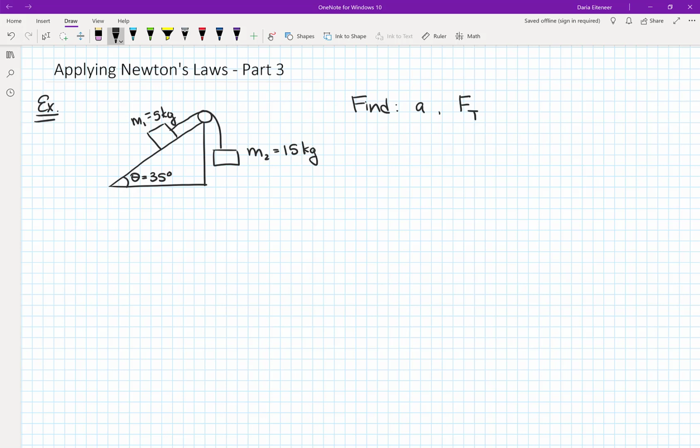So acceleration is actually a little bit ambiguous because we don't quite know what direction the system is going to slide or move. We can make an educated guess. We can say that the system is going to move like that. So this hanging object is going to accelerate downward, and the object on the plane is going to accelerate up the plane. Now again, this is only an educated guess.